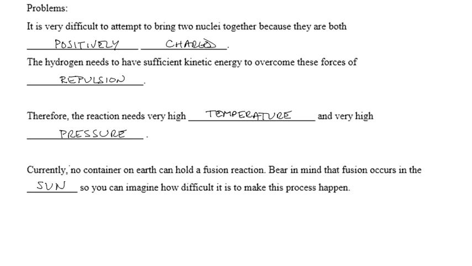So we have four types of reactions we have to know: natural transmutation, artificial transmutation, fission, and fusion. That's it for today's notes.